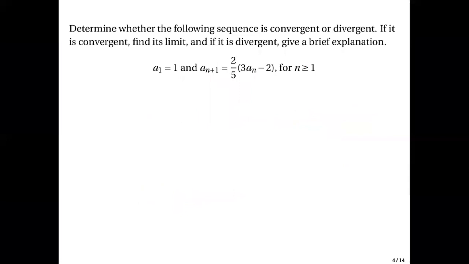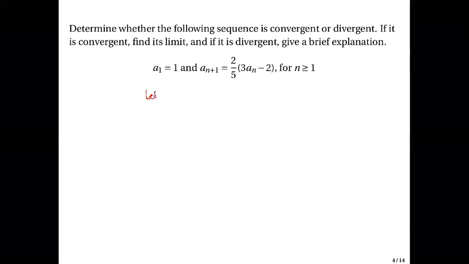Now, for this, determine whether the sequence is convergent or divergent. If it is convergent, find its limit, and if it is divergent, give a brief explanation. Okay, so in here you have a sub 1 equals 1 and a sub n plus 1 equals 2 over 5 times (3 a sub n minus 2) for n greater than or equal to 1. So this is a recursive formula. So the term depends on a previous term. So how do we do this? What we can do is the following.